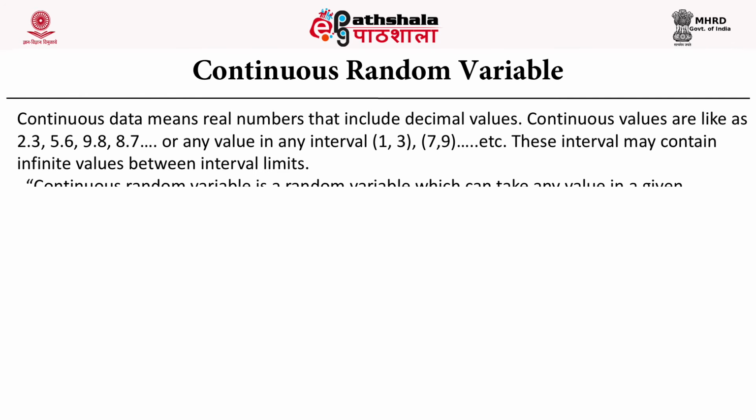Continuous data means real numbers that include decimal values. Continuous values are like 2.3, 5.6, 9.8 and 8.7, and any value that lies within an interval such as 1 to 3, 7 to 9, etc. These intervals may contain infinite values between the interval limits. A continuous random variable is a random variable which can take any value in a given interval.